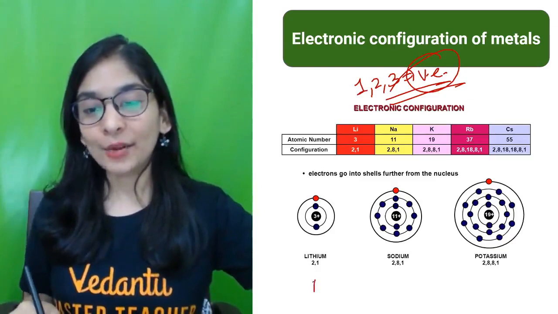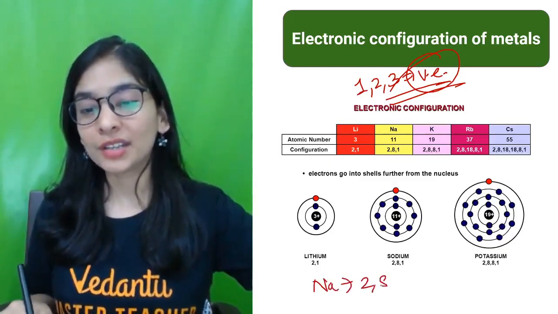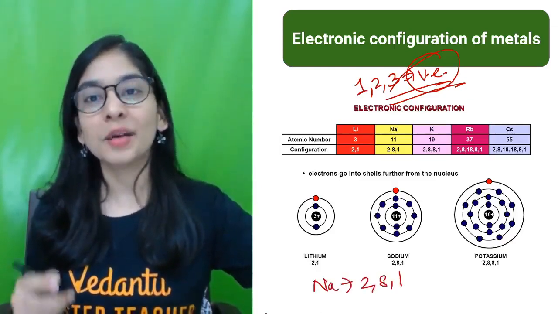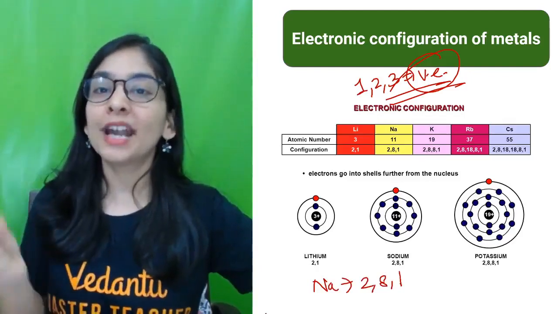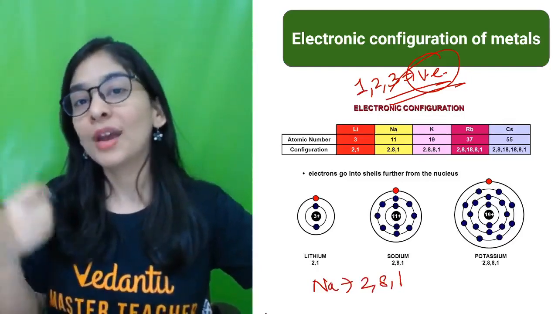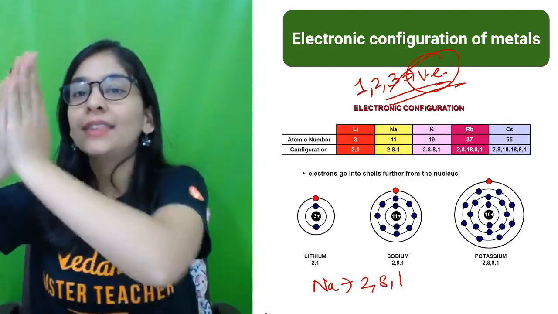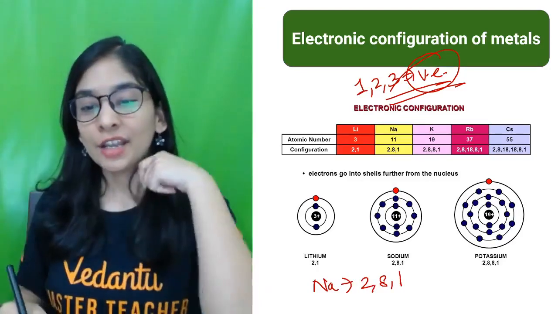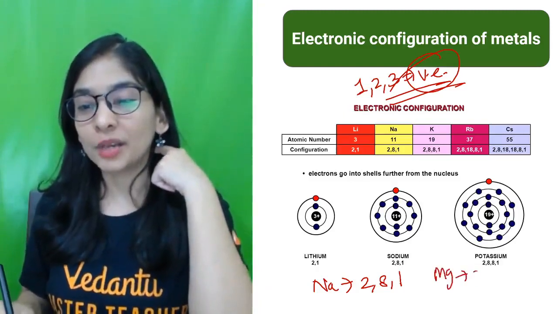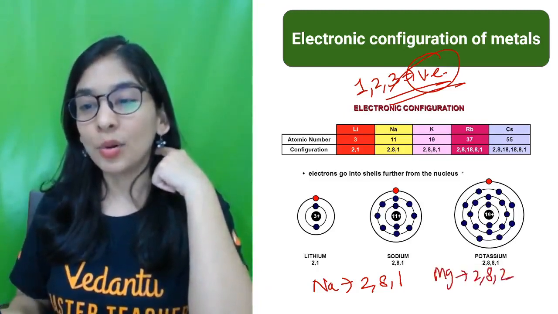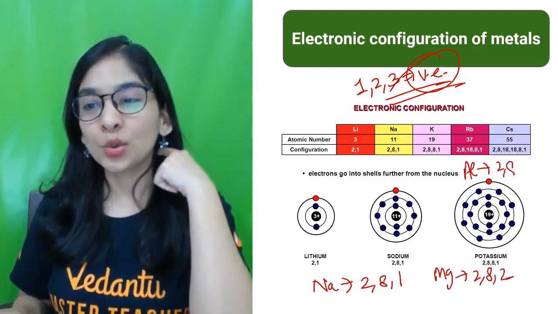Okay, so let me tell you an example. Sodium's configuration is 2, 8, 1 because its atomic number is 11, and I hope you remember our 2n square rule, which tells us how to write the configuration. First shell has 2 electrons, second 8, then 18 and so on. Alright, so this is my sodium. When I talk about magnesium, this is 2, 8, 2. When I talk about aluminium, 2, 8, 3.